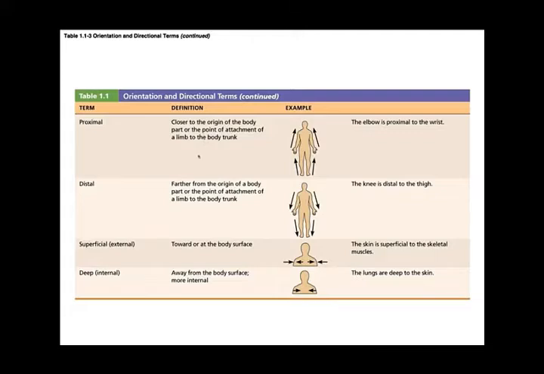Then next time we will be discussing the proximal. When we are talking about the proximal, it always denotes that it is lying closer to the origin of the body part or the attachment of the limb to the body trunk. We will be studying this in our skeletal system, the axial skeleton and the appendicular skeleton. This will also be based on these things only. So proximal is any part of the body which lies closer to the attachment of the limbs or the body trunk.